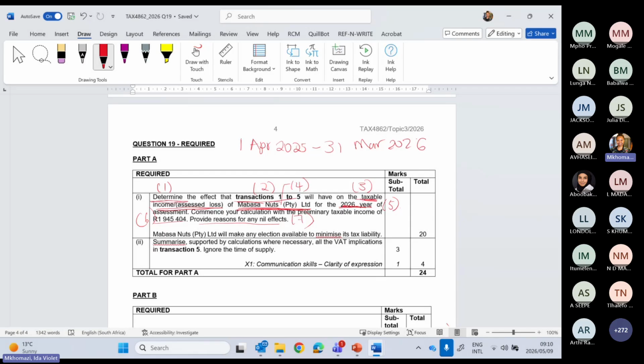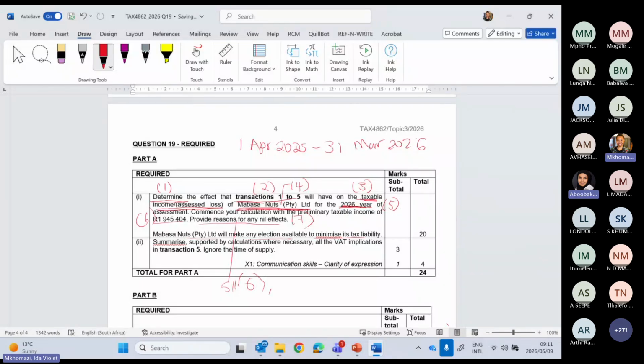The last thing on the required, it says that Mabasa Nuts will make any election available to minimize their tax liability. So this sentence just simply means that if there are any election sections that may be applicable, then this company will elect to apply them. What are these election sections? For topic 3, what I can think of is we have, what is this? The scrapping allowance. We have section 11O. We also have the rollover provision.